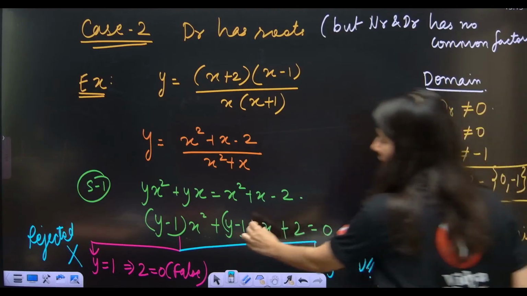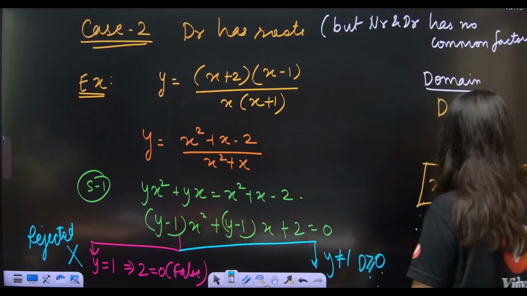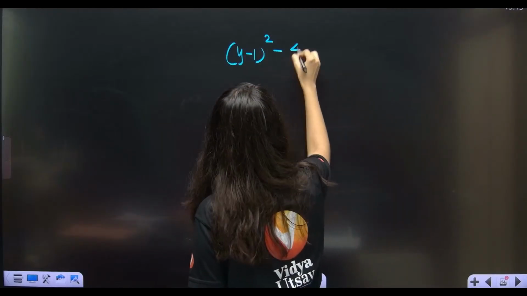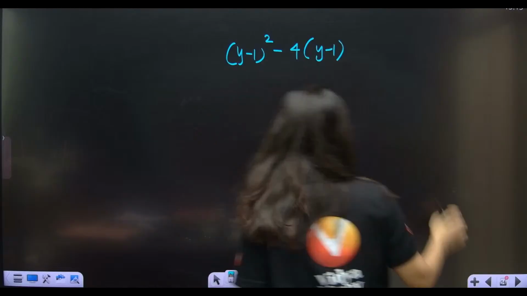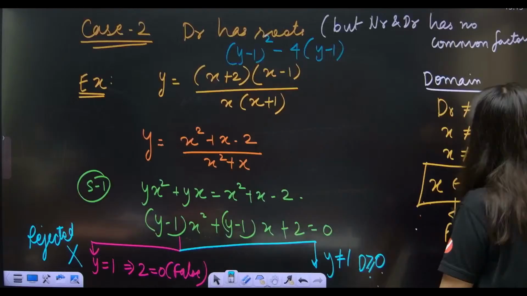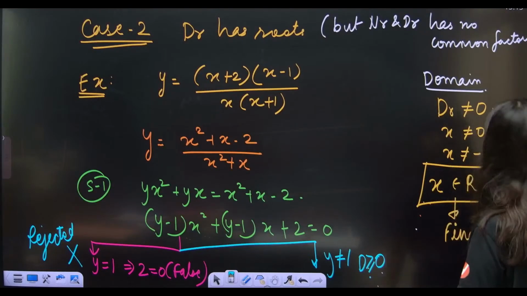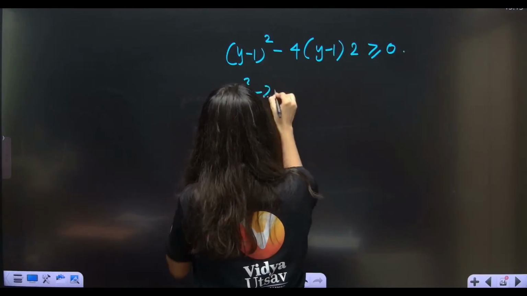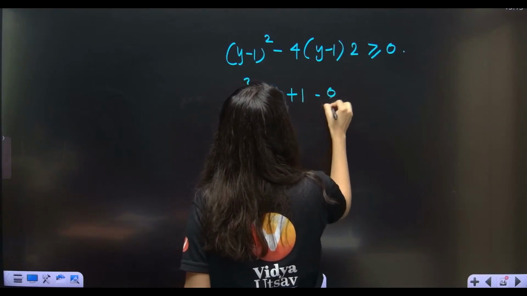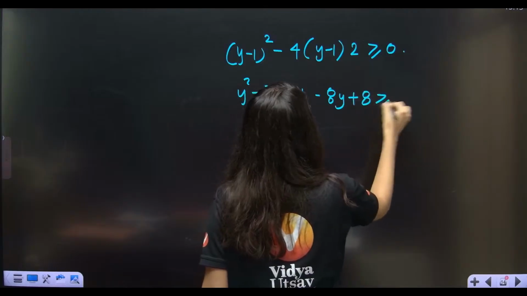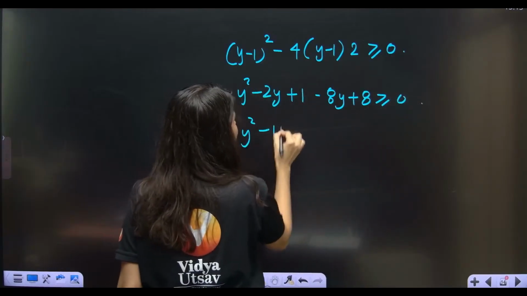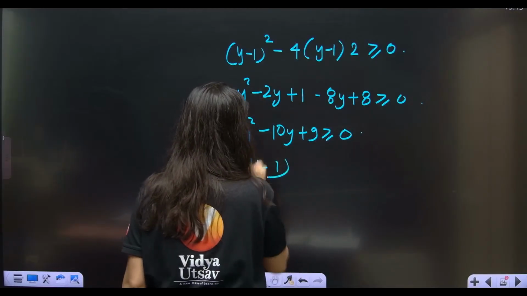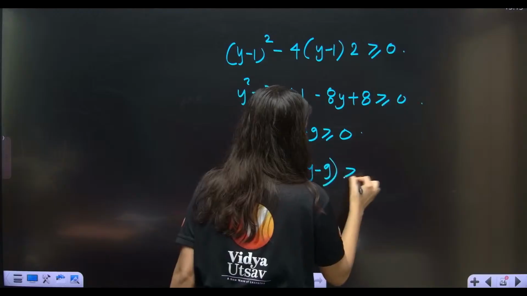So y minus 1 whole square is equal to y minus 1 whole square minus 4 into y minus 1, correct, plus 2. Oops, yes, plus 2, greater than or equal to 0. So y square minus 2y plus 1 minus 8y plus 8 is greater than or equal to 0. Y square minus 10y plus 9 greater than or equal to 0. Y minus 1, y minus 9 greater than or equal to 0.